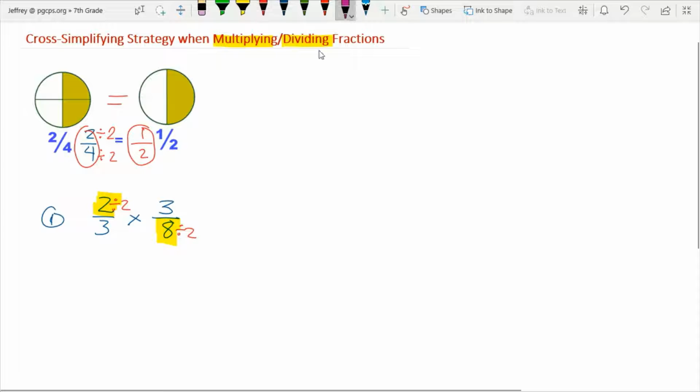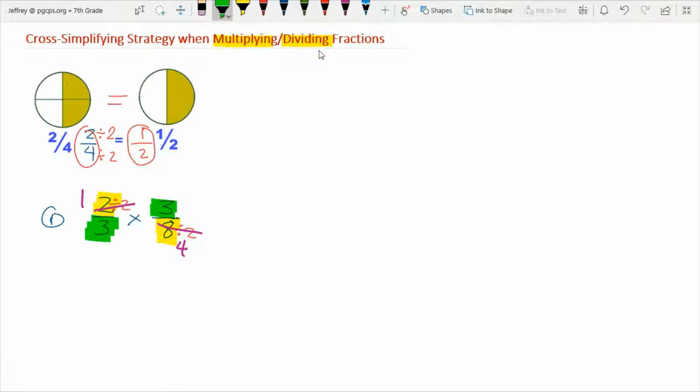So once we know that, let's simplify. 2 divided by 2 is 1. 8 divided by 2 is 4. Now, let's try the second set. The green. So your numerator and its opposite denominator. Now, what number can go into 3 and 3? Obviously, it's 3. So 3 divided by 3 is 1, and 3 divided by 3 is 1.